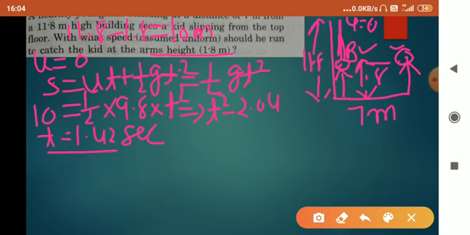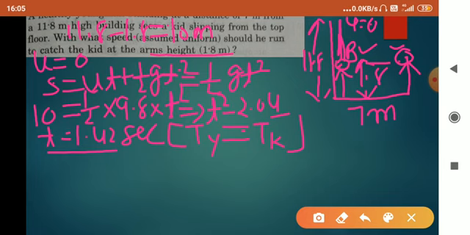So we can say, to catch the kid, time taken by the young man is equal to time taken by the child to fall from the building. Okay. Time taken by the young man to catch the kid is equal to time taken by the kid to fall from the building. Clear?